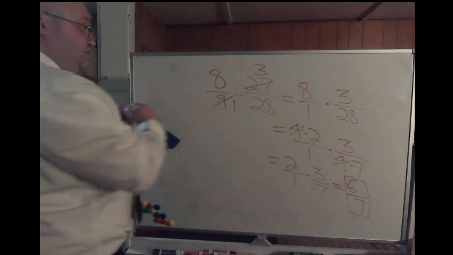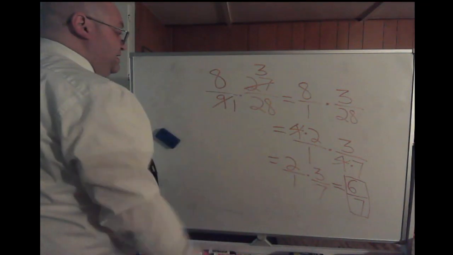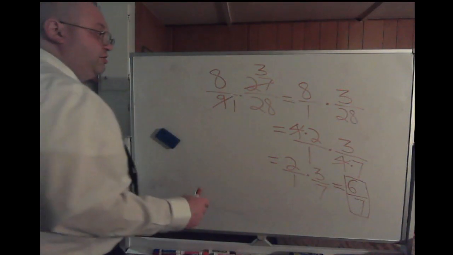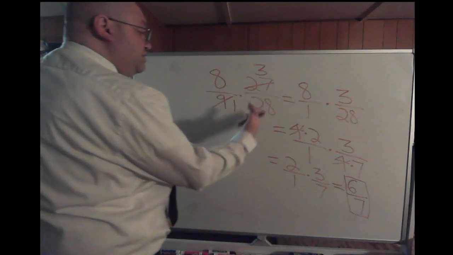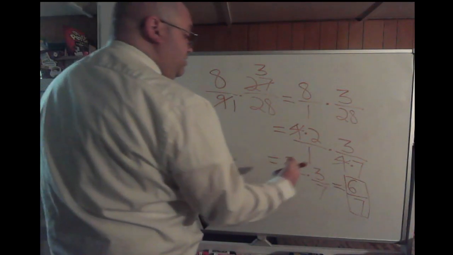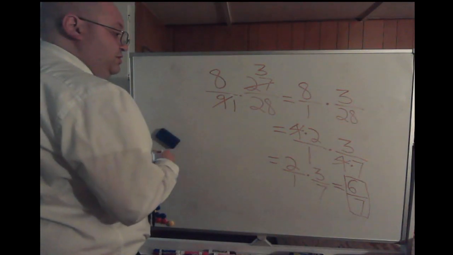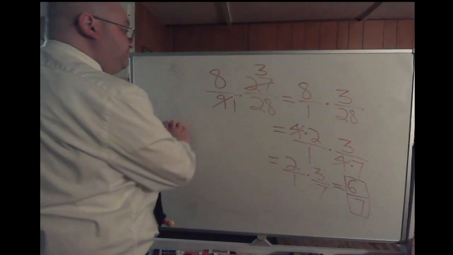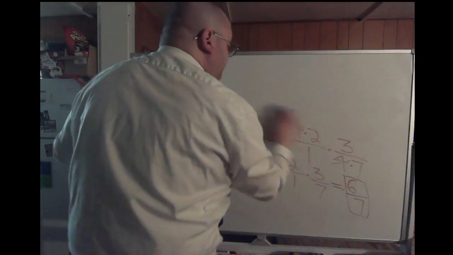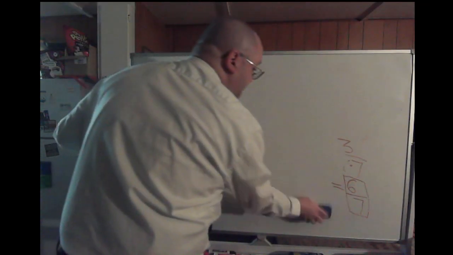Now we could have multiplied it just as is, and we would have gotten some god-awful number here in the numerator and the denominator, but that's why I say, look for anything you can cancel first, because it'll make your life a lot easier when you go to multiply. So that's much better. 6 sevenths is much better than trying to reduce it from some god-awful big number.